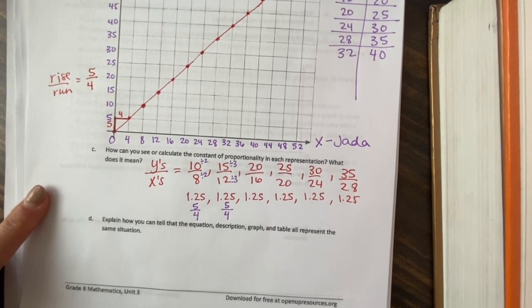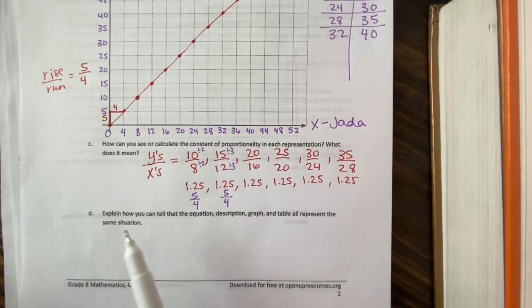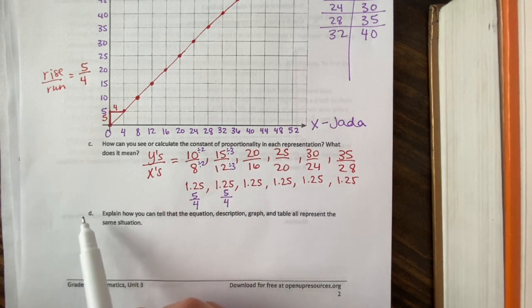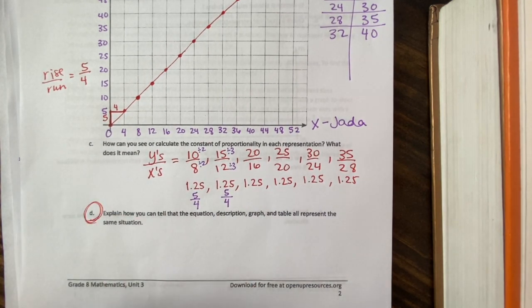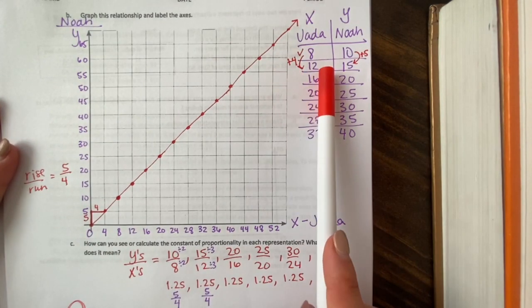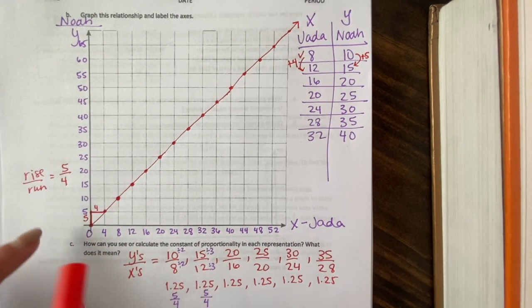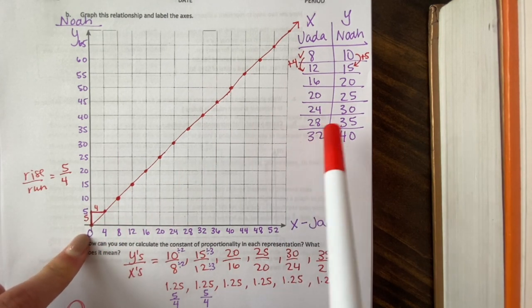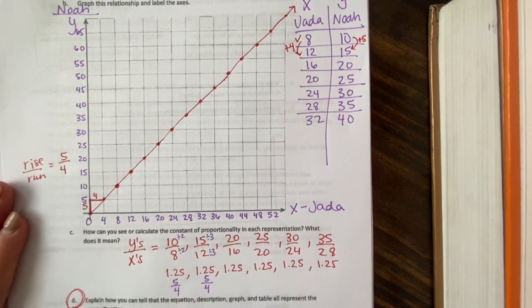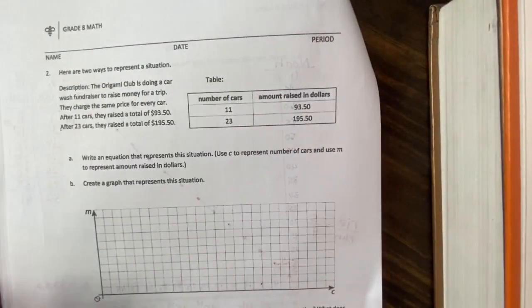They're all related. All right, so it says, explain how you can tell the equation, description, graph, and table all represent the same situation. Well, you can explain these multiple ways. Now that we've done this, I think you can explain this part on your own, using your own words. We took Jada and Noah's information, we put it into a table. We took the table, created a graph. The graph and the table all represent the equation. So you're going to give me some little piece there. Okay. So now I think it's just some practice problems about that.